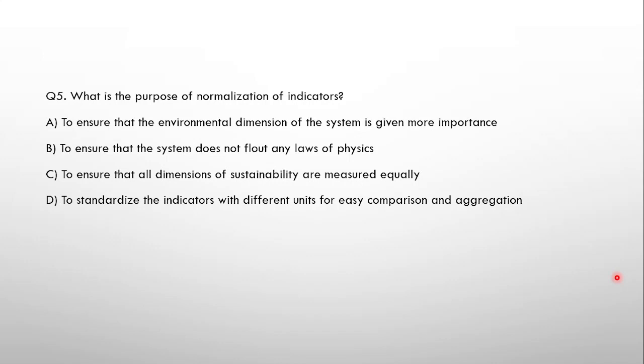Or B is to ensure that the system does not flout any laws of physics? Or C, to ensure that all dimensions are equally measured? Or D is standardization, like you have two different indicators with different units. How do you compare them? So to standardize for comparison, and then subsequently you have to aggregate them, like through arithmetic mean or geometric mean or something, because you cannot aggregate indicators which have different units, right? So what is the answer here?